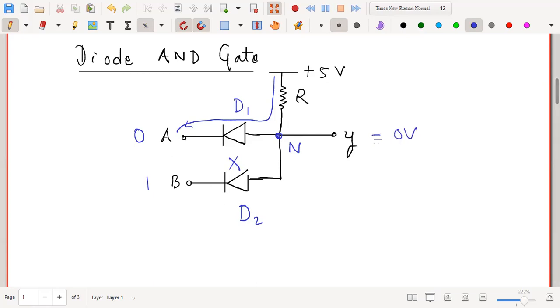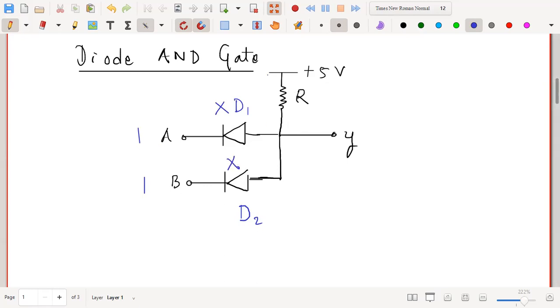Okay, the output will be high only when both of these are high. So let us see what happens when both of these are high. Suppose I'm giving 1 volt here, that means some positive potential. I'm giving logic 1, and on B also I'm giving logic 1. Both A and B are at some positive potential. That means the diode D1 is reverse bias, and the diode D2 is also reverse bias. So current cannot flow through D1 as well as D2.